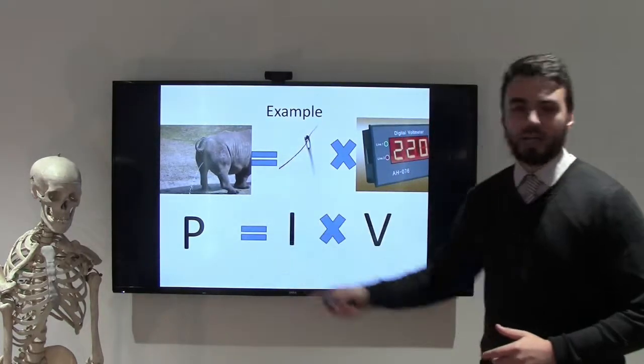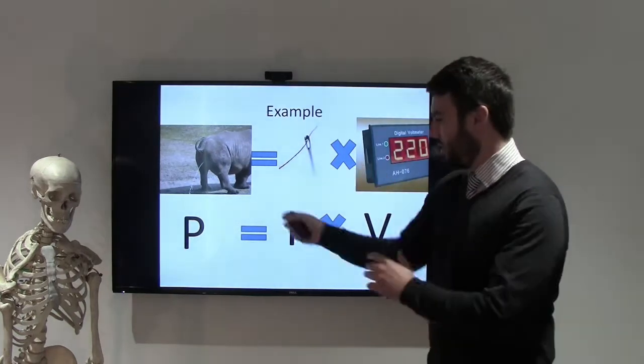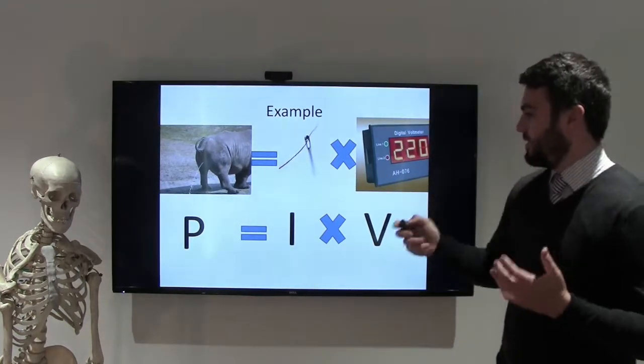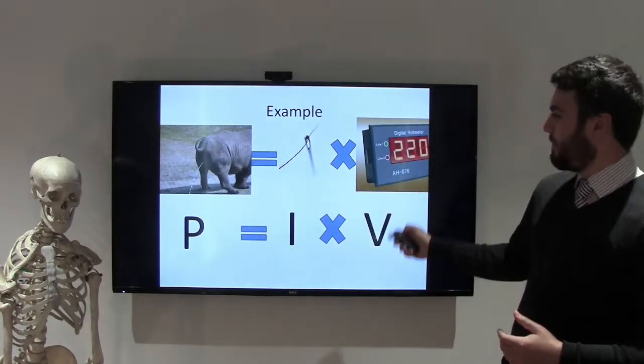Power is brightness if we're thinking about a bulb. It's how much energy I'm transferring to my toaster if it's a toaster. It's the joules I'm using per second. Depends on my current and my voltage.